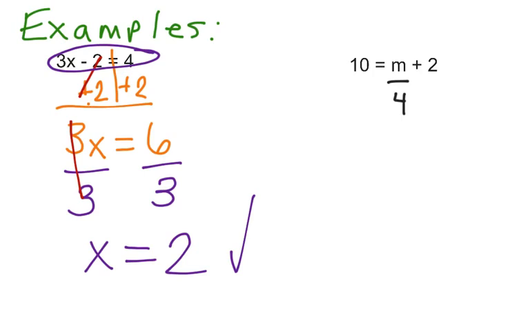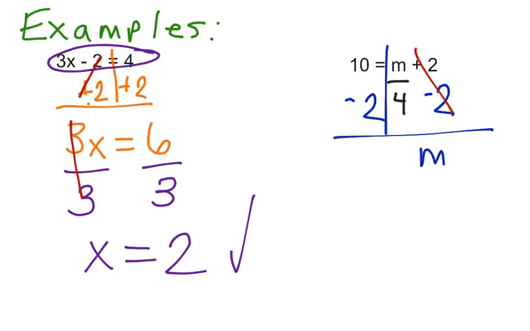The second equation is 10 equals m divided by 4, all plus 2. Again, we want to isolate the variable m. To do this, we use inverse operations. Whatever you do to one side, you do to the other. So we're going to undo the plus 2 first. So I'm going to subtract 2 from both sides of the equation. When I do that, the 2's cancel out on the right-hand side, leaving me with just m divided by 4, and 10 minus 2 is equal to 8. So I have 8 equals m divided by 4.